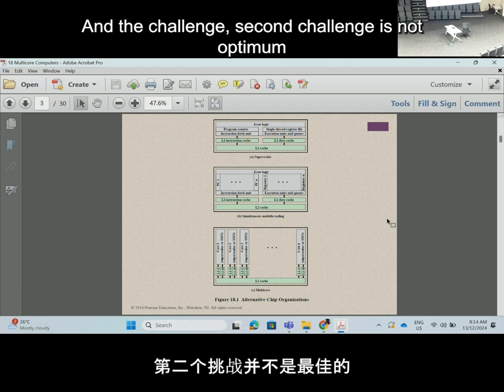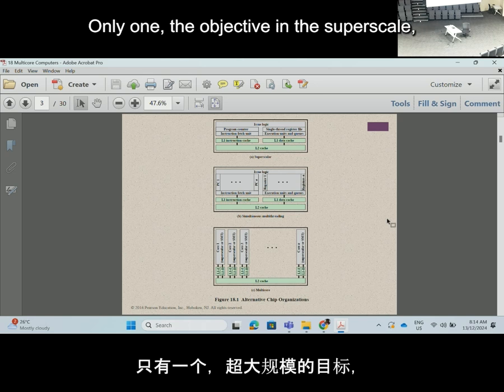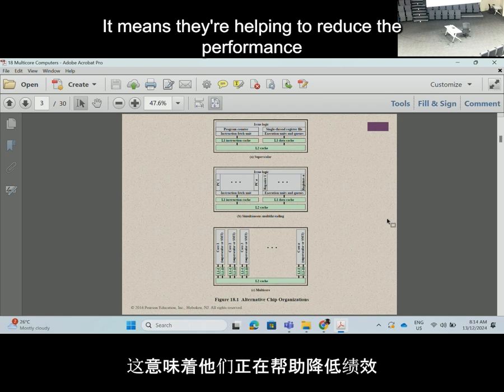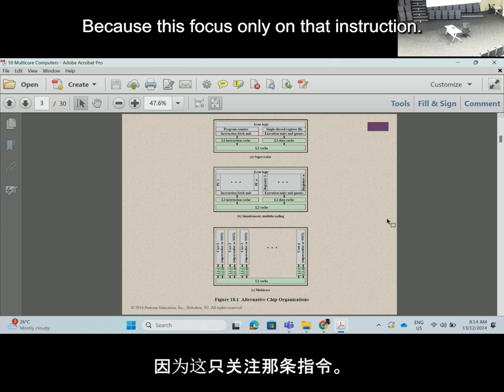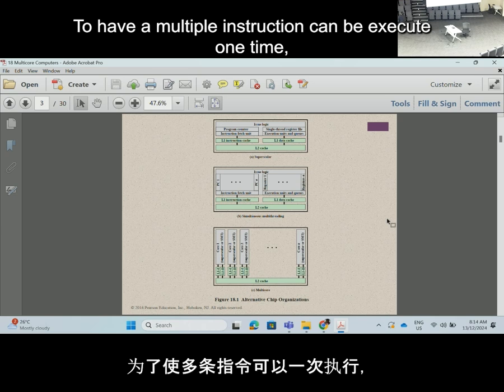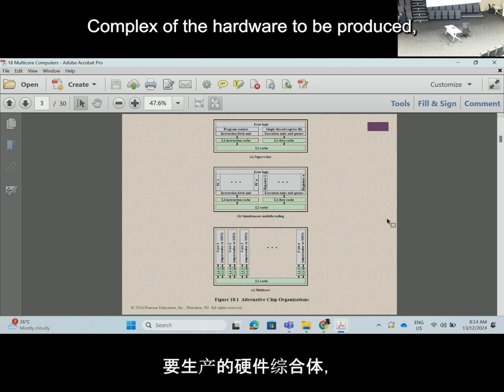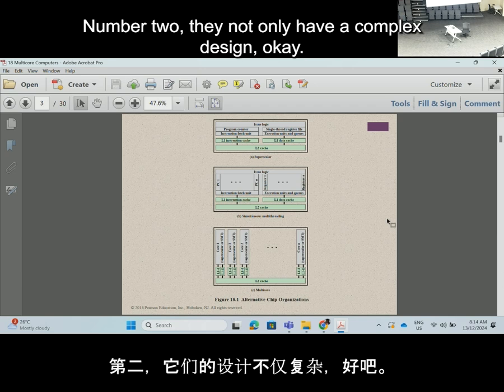The second challenge is that it is not optimum in terms of speed of performance. The only objective of the superscalar is helping to reduce the time delay, helping to improve on the previous single-scalar computer. That's all, because they focus only on the instructions, to have multiple instructions executed at one time. So they succeeded, but there is a challenge: the complexity of the hardware to be produced, only to focus on instructions. Number one. Number two, not only is the design more complex.